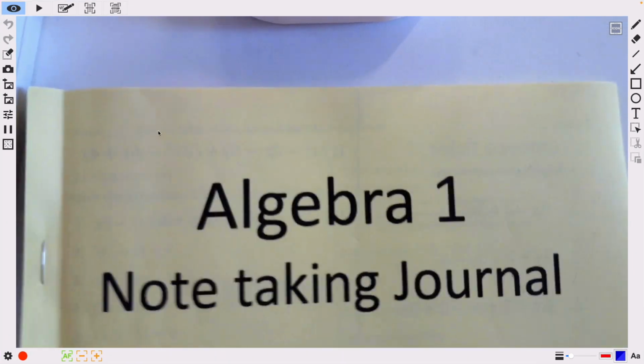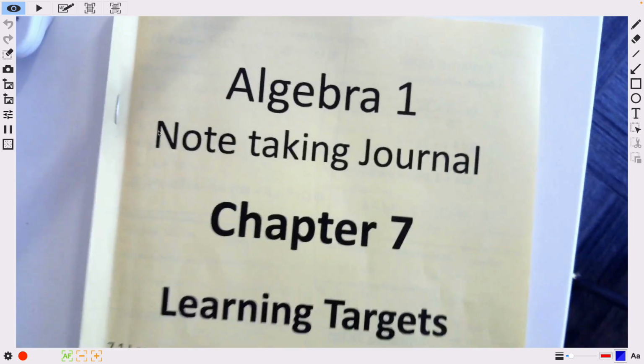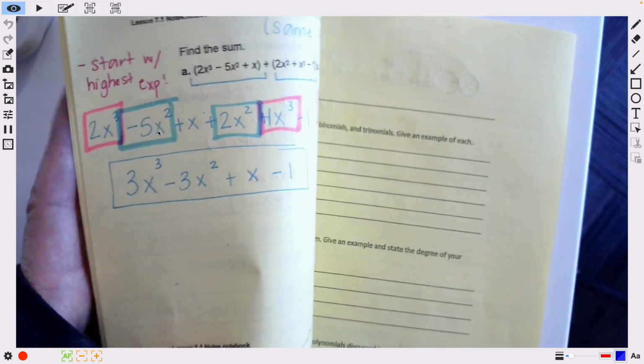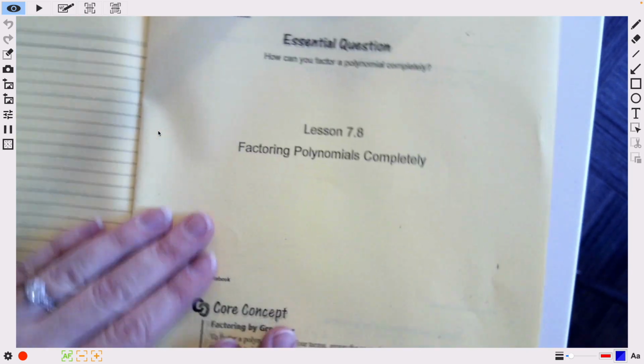Okay. So we're opening up our note packet to section 8. And I have my factor sheet with me. Okay.